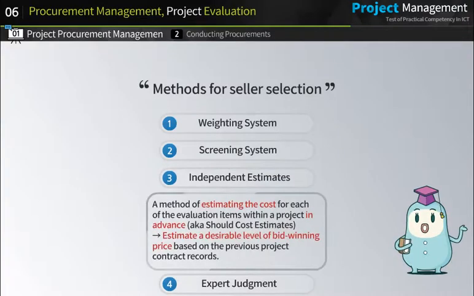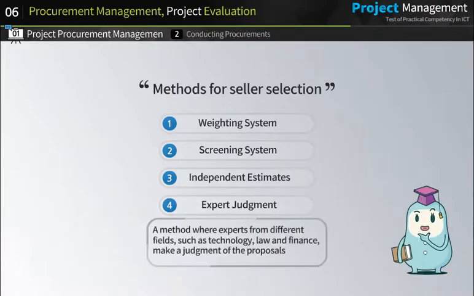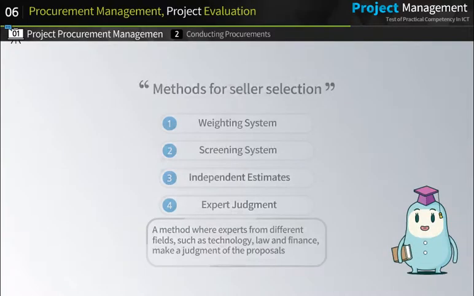The independent estimates is a method of estimating the cost for each of the evaluation items within a project in advance. It is also known as should-cost estimates. In other words, this method estimates a desirable level of bid-winning price based on the previous project contract records. Lastly, the expert judgment is a method where experts from different fields, such as technology, law, and finance, make a judgment of the proposals submitted by the sellers.